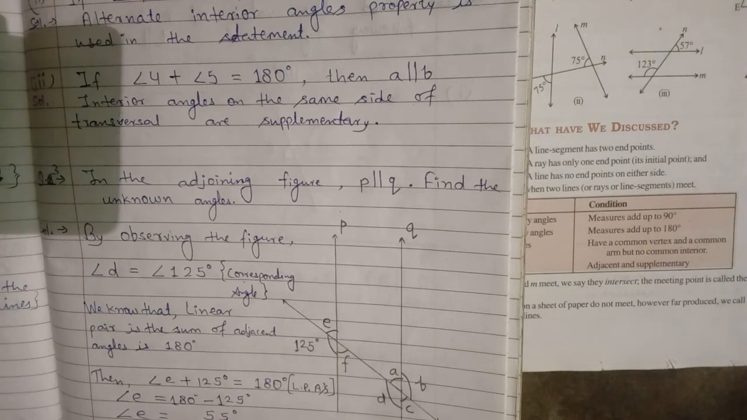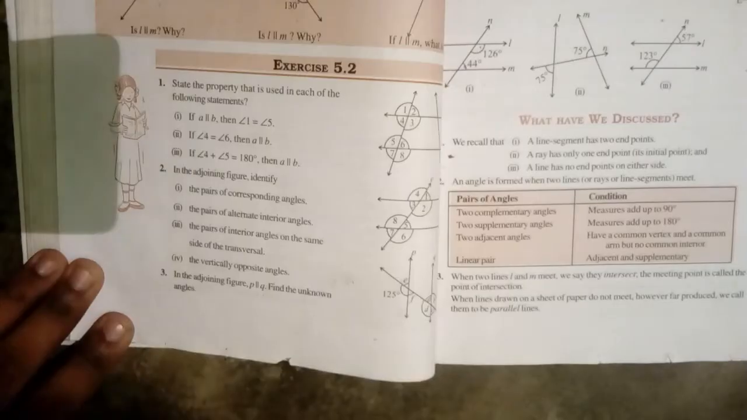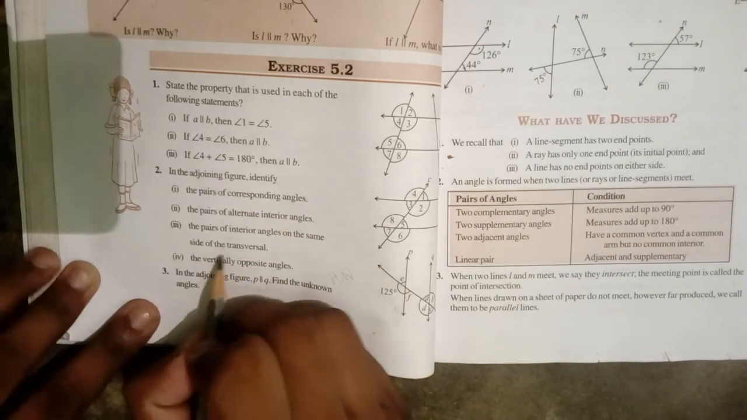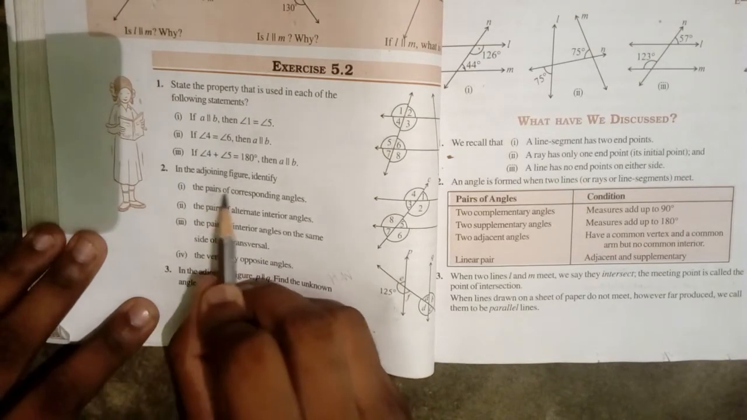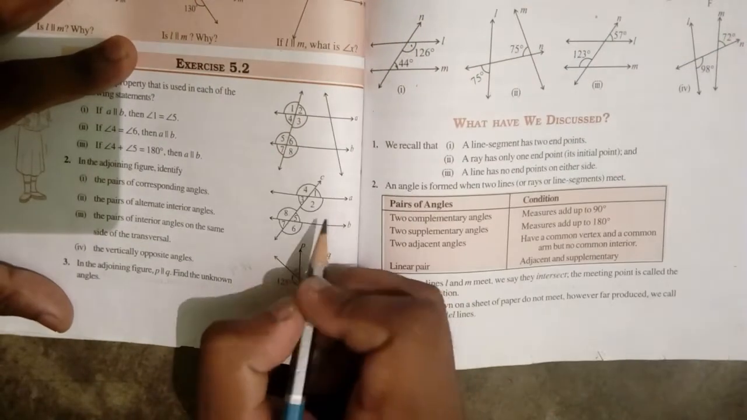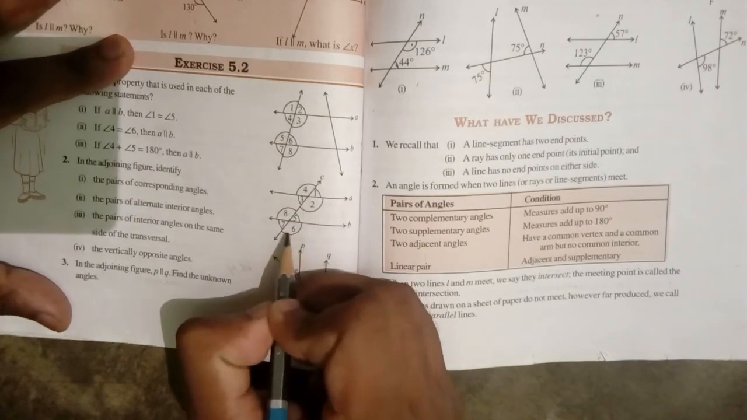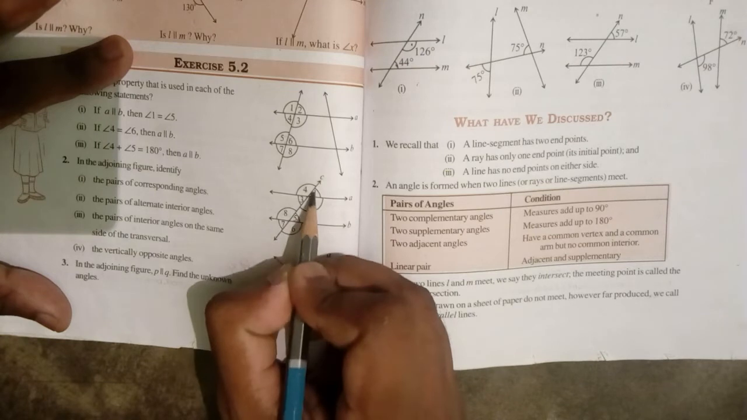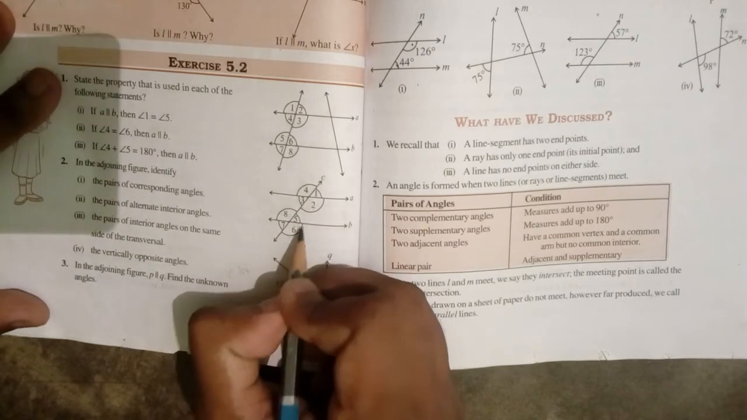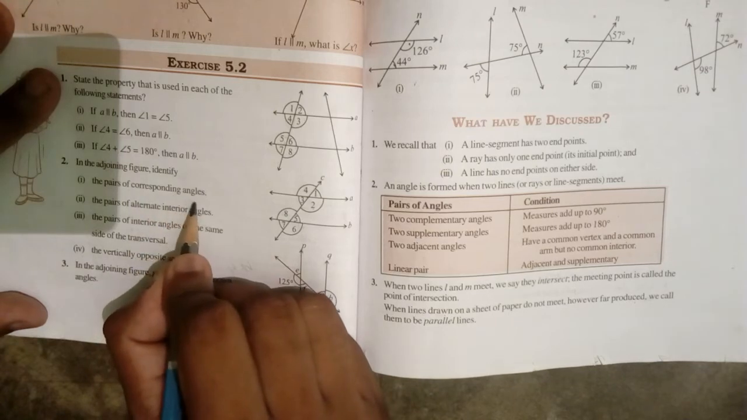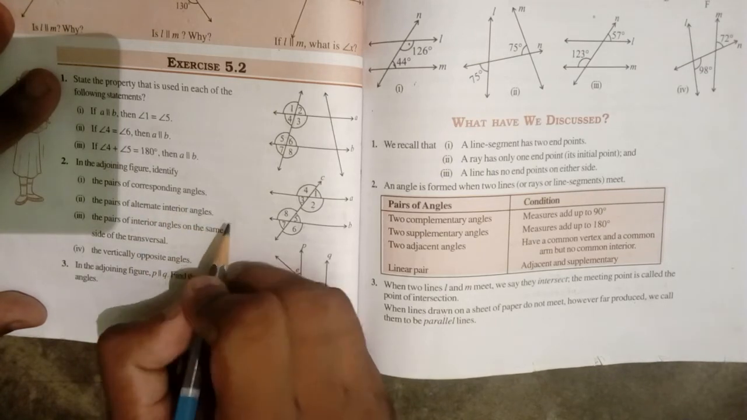Now question number 2 is here, and in the adjoining figure we have to identify. Under it there are 4 questions. First, the pairs of corresponding angles in this angle formation, the figure. Angle 1, 4, 2, 3, 5, 6, 7, 8, they are in a cyclic order. A and B are parallel here. The pairs of corresponding angles, we can see.